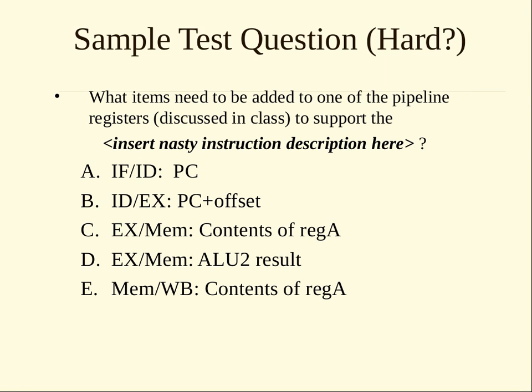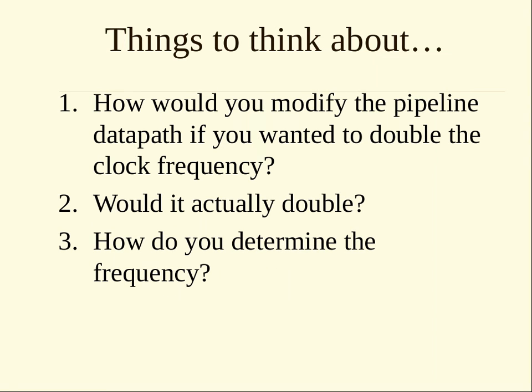Here's a hard one. What items need to be added to one of the pipeline registers discussed in class to support some nasty instruction I decided to come up with to see if you know what's going on? Just be ready for that question. I'll replace this with an instruction that makes sense. If you replace that with "insert nasty instruction description here," I would be quite put out.